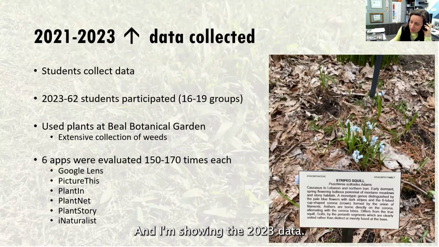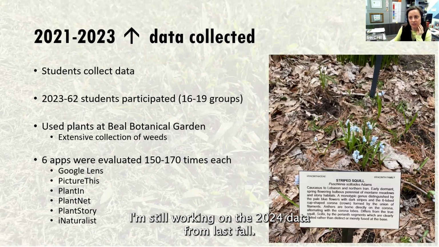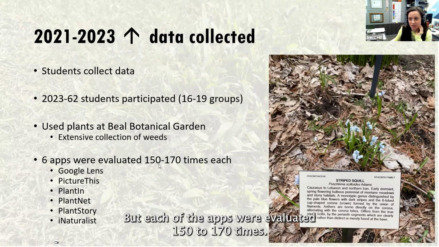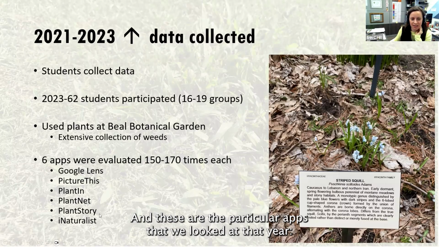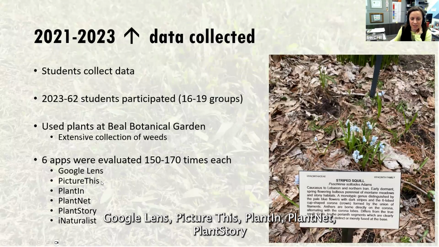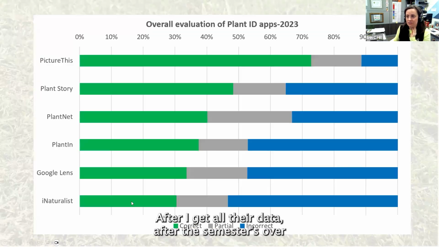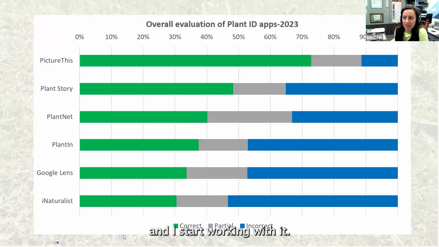I'm showing the 2023 data. I'm still working on the 2024 data from last fall. But each of the apps was evaluated 150 to 170 times. And these are the particular apps that we looked at that year: Google Lens, Picture This, Plantin, PlantNet, PlantSnap, and iNaturalist.